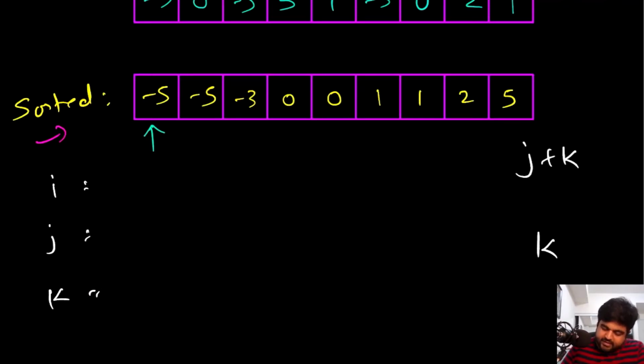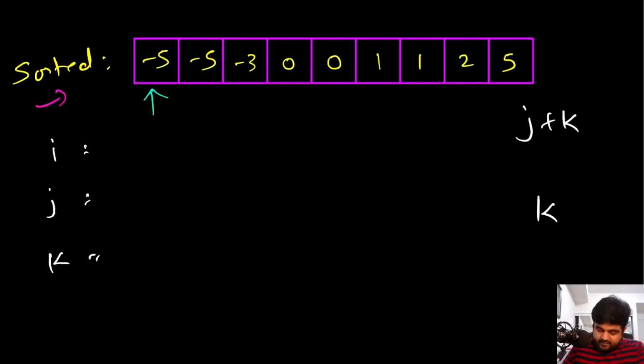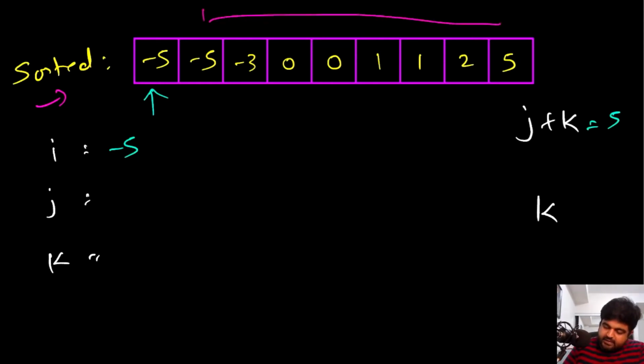So first let's see if i is equal to -5. If i is equal to -5, we will have to find j plus k equal to +5. To find j plus k equal to +5, we will start iterating over this remaining array. Again, we are going to create a hash map or a hash set over here. So let's create a hash set first.